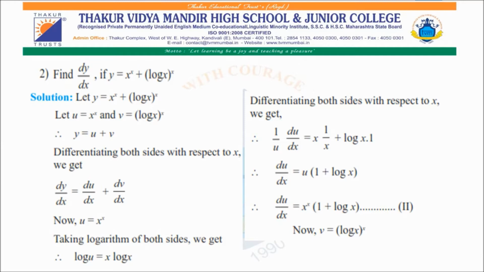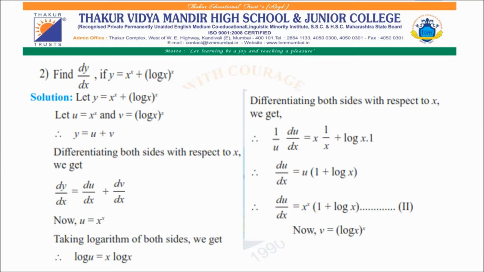Now we will first differentiate this statement y equals u plus v. We get dy by dx equals du by dx plus dv by dx. In the right side we have two derivatives, du and dv. First of all, we need to find du by dx and dv by dx. Now see, we have taken u equals x raised to x. Here it is a function of function. X raised to x means function raised to function. So we apply logarithmic differentiation.